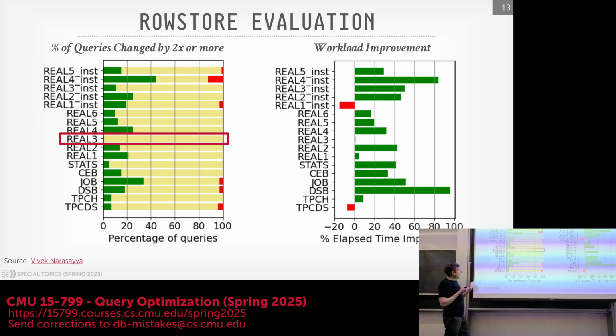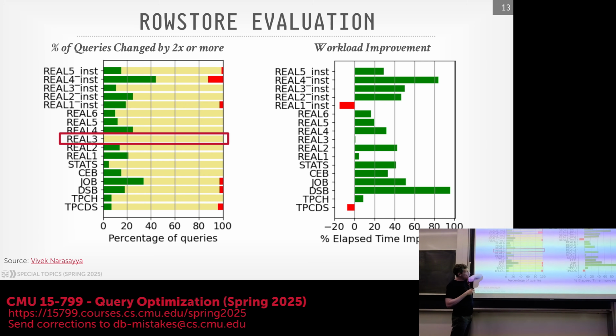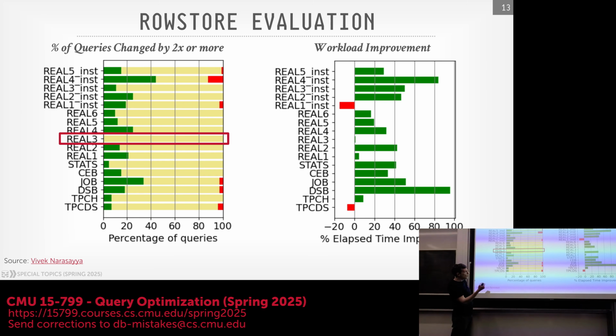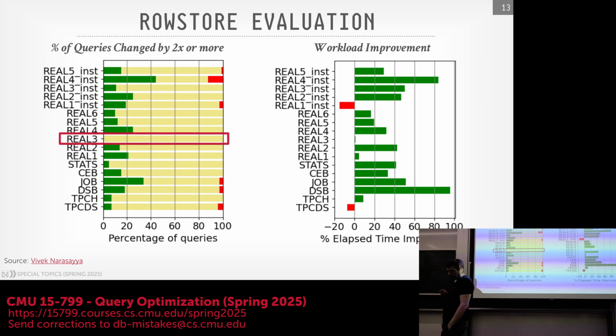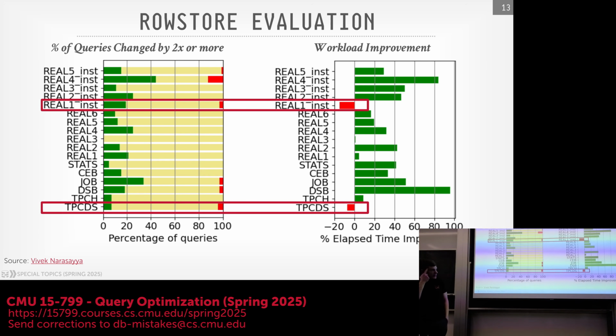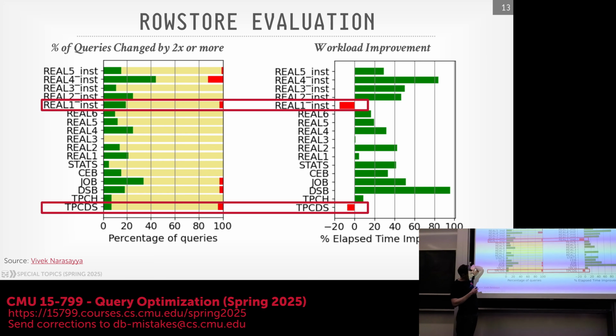And for this one, for whatever reason, the queries are not getting any major improvement. Again, it doesn't mean that some queries aren't getting some improvement. If you look over here, there is a minor bump, but the percentage of queries that are getting 2x faster is actually low. Then we have these guys here, TPC-DS and the real workload for the templated version of it, that's what INST means.